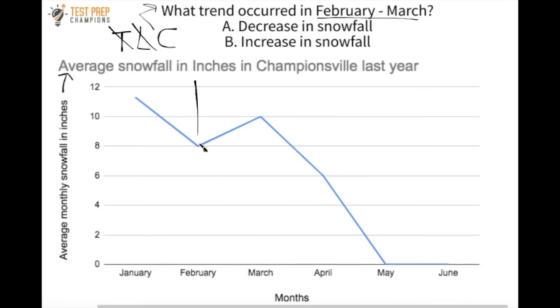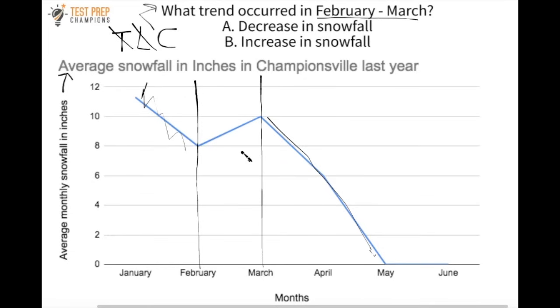In this case, it's February through March. So I'm going to draw black lines here to help us, and you'll want to do this mentally on the test. The key here is that we only want to focus on the blue line in between these two black lines. So I don't care about what's happening down here on the graph. Don't care about this part. I only care about what's happening between February and March.